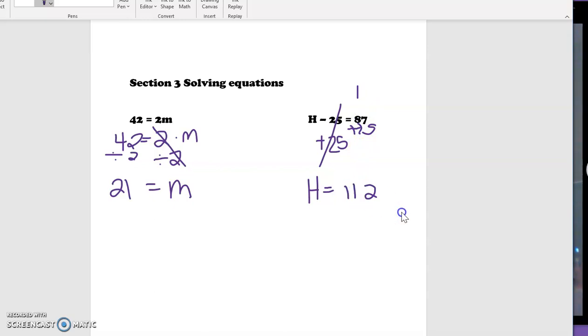112. I would suggest double checking your answers when you're solving, and you can do that by putting this value back into the original problem. So if I think h equals 112, and I plug this in, 112 minus 25 should equal 87. And when I do that subtraction step, I do get 87 equals 87. So I know I've come up with the right solution for my variable h.